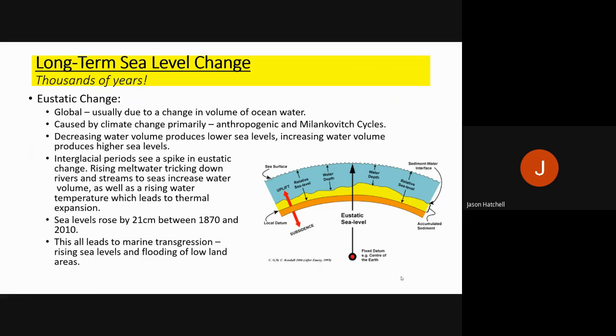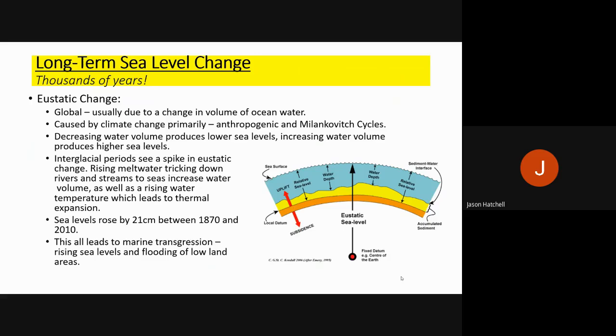So eustatic change then is global. It's due to a volume change in ocean water. It's usually caused by climate change, human climate change and natural climate change in Milankovitch cycles. Decreasing water volume, so water volume lowering, means lower sea levels, and increasing water volume makes sea levels higher.